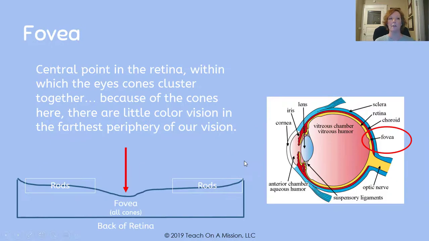All right, so let's talk about the fovea. The fovea is the central point in the retina. This is where all of the cones cluster together. And because of the cones clustering in the middle, there's not very much color vision in the farthest periphery of our vision. So if you think about it, if you put your hands out here, you can see them, but the colors aren't very clear, and really the details aren't very clear either. It's because of the cones clustering in the middle of your retina, so you're not able to make out the color and the detail of items in your peripheral vision versus items that are right in front of you that you're focusing on, that you're looking straight at.